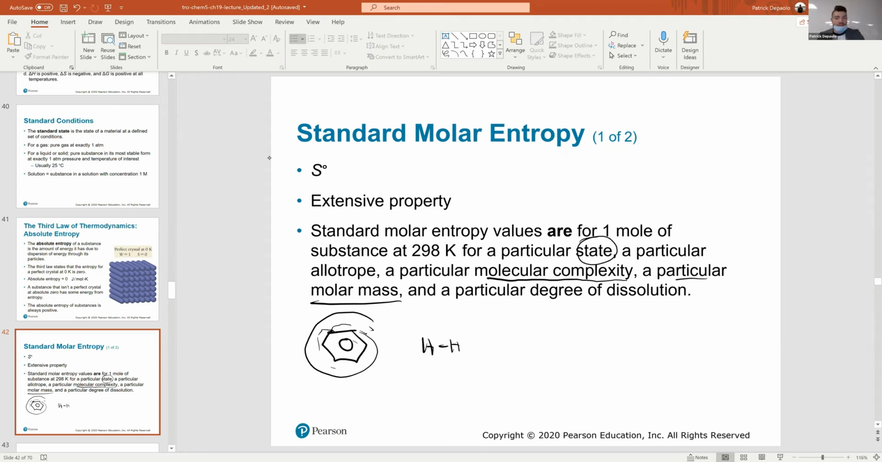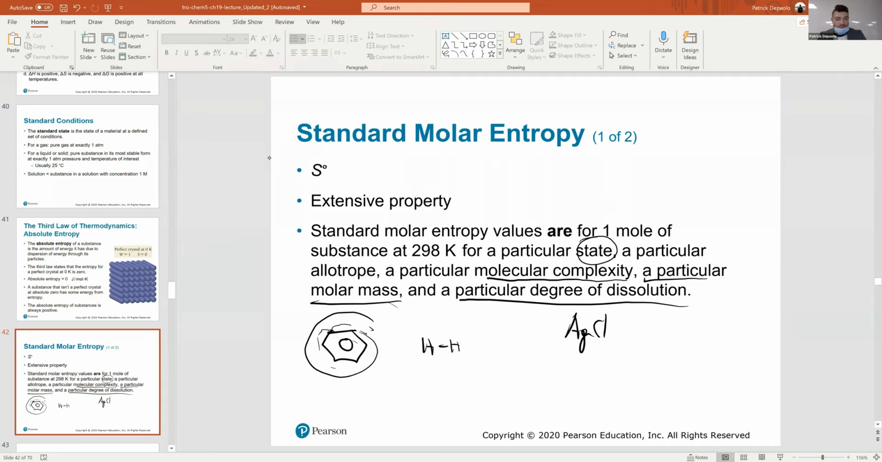If the complexity increases, the molar mass increases. And if the molar mass increases, you're going to have more space and more mass to move around. So our molar entropy will increase as you increase the mass. And then the degree of dissolution, we know what that means, right? That's chapter 18. We're talking about our insoluble salts, like silver chloride.